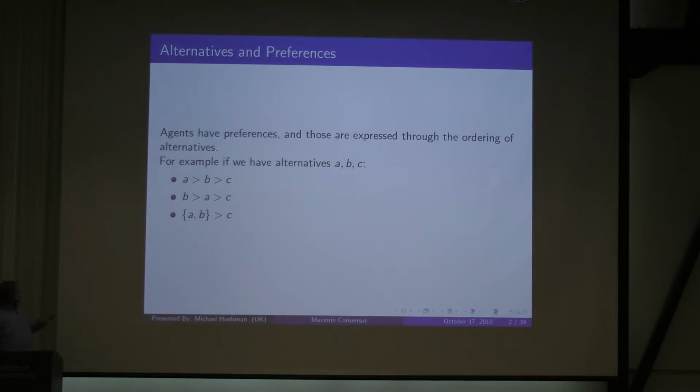Or we could, in fact, say that things are roughly equivalent. So like here we have that A and B are roughly the same. I don't care which one I get, but as long as I don't get C.